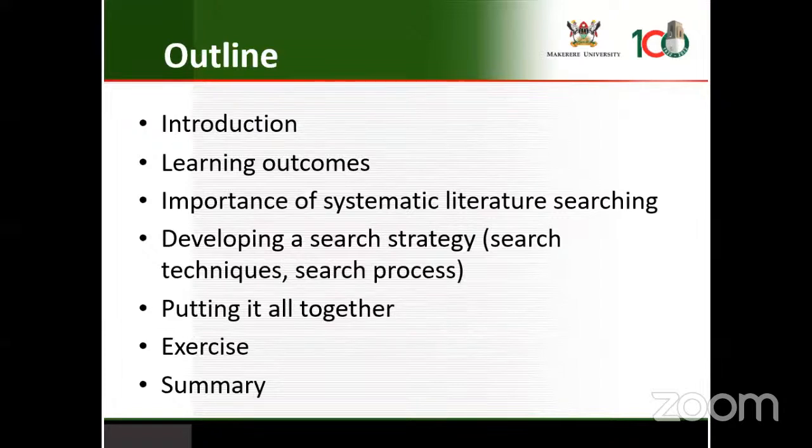Our session today is on literature search, systematic literature search.